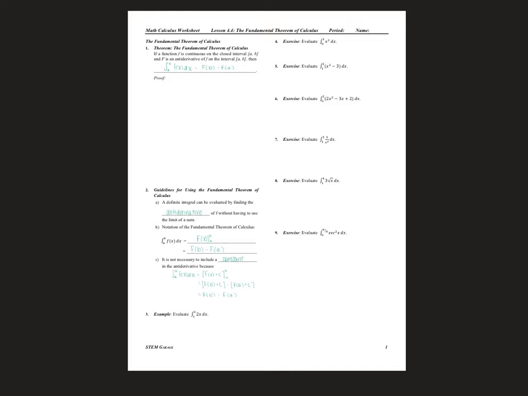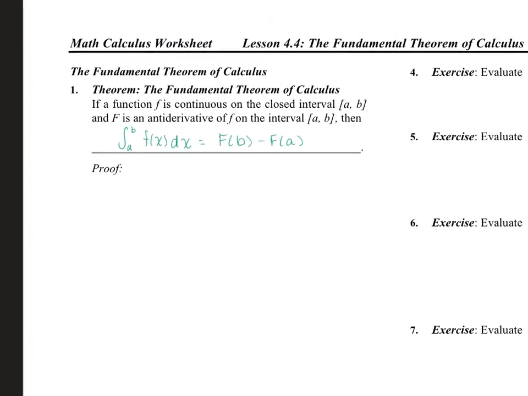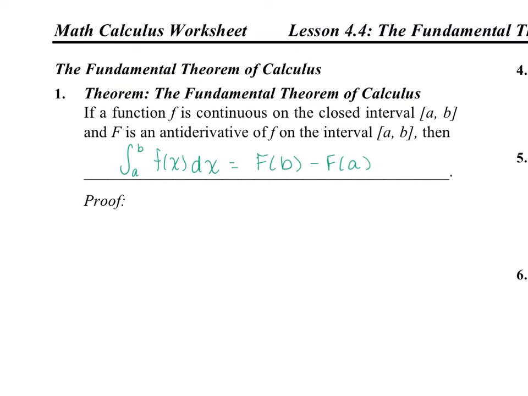Okay, so here's our little review topic from last week, which is our first part of our fundamental theorem, part 1. And this is for finding a definite integral. We know we have definite integrals when you have upper and lower bounds. And we know that what we do is we take our integral, we plug in our upper bound, and subtract when we plug in our lower bound.